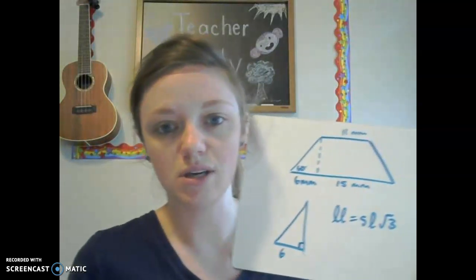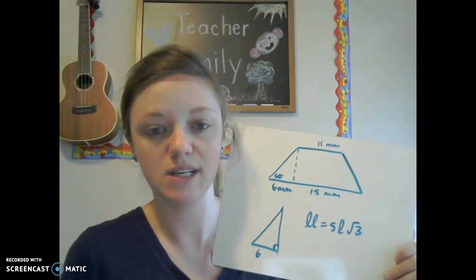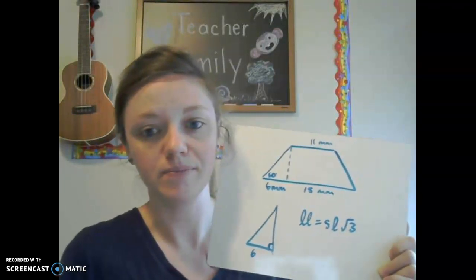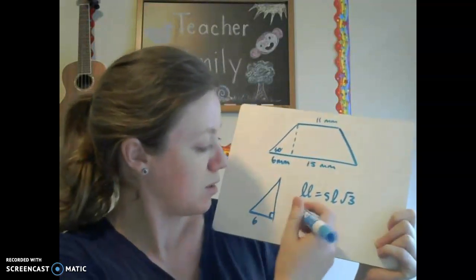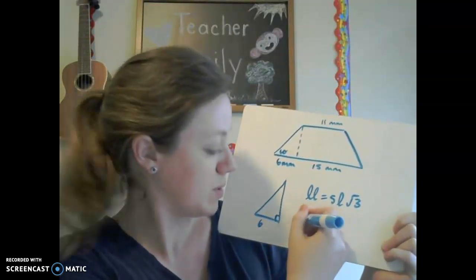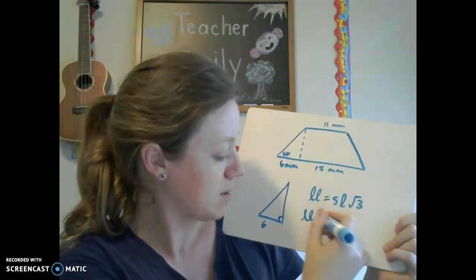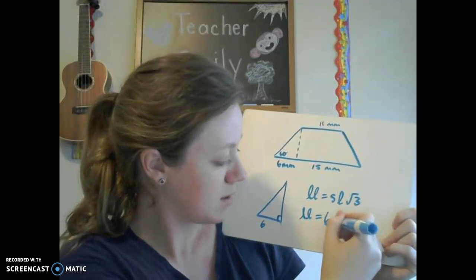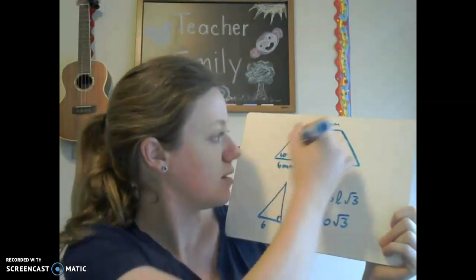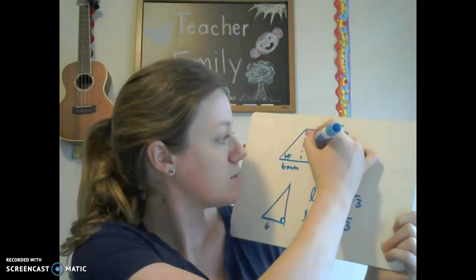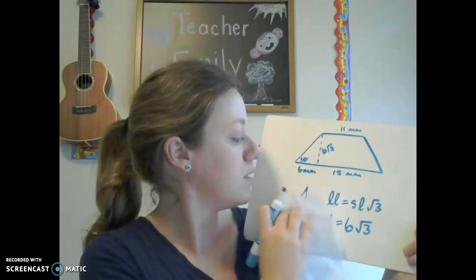Now that is just the formula that we are given for the 30, 60, 90 degree triangle theorem that we've used several times now. So the long leg here, we still don't know what that is. I'm going to put just double L to represent that. But we know that the long leg is 6 times the square root of 3. So that means that this length here is 6 times the square root of 3. So we have the height now. All right.